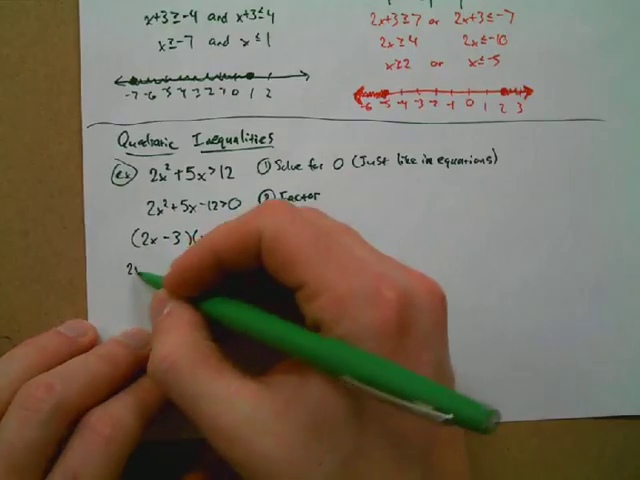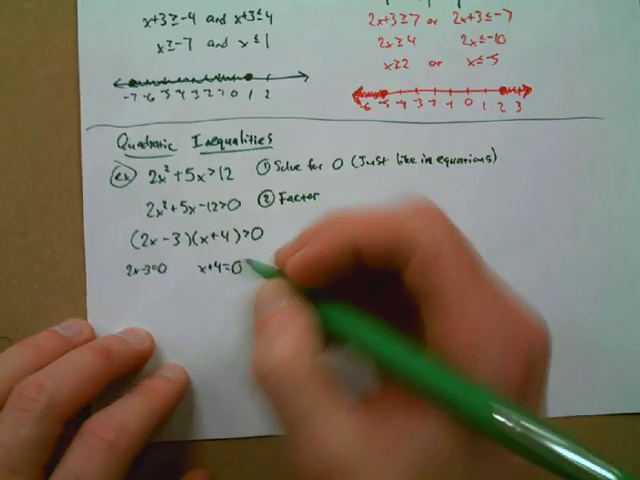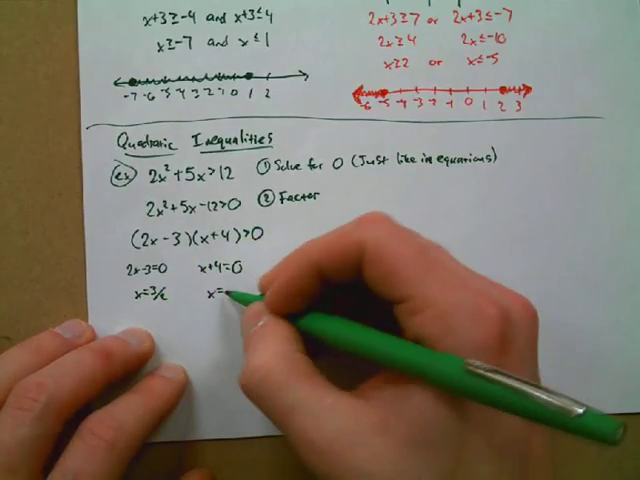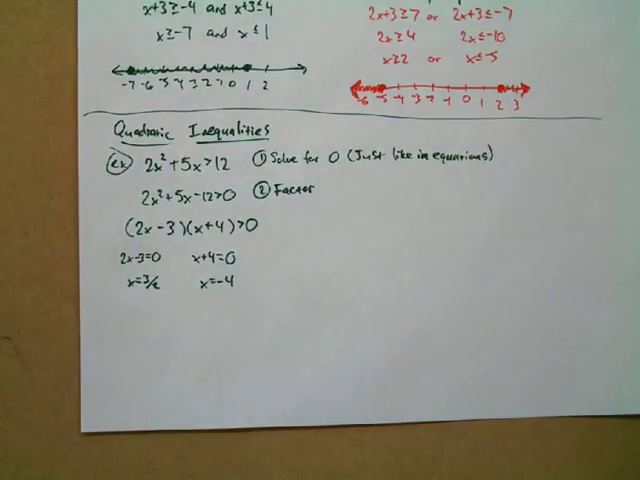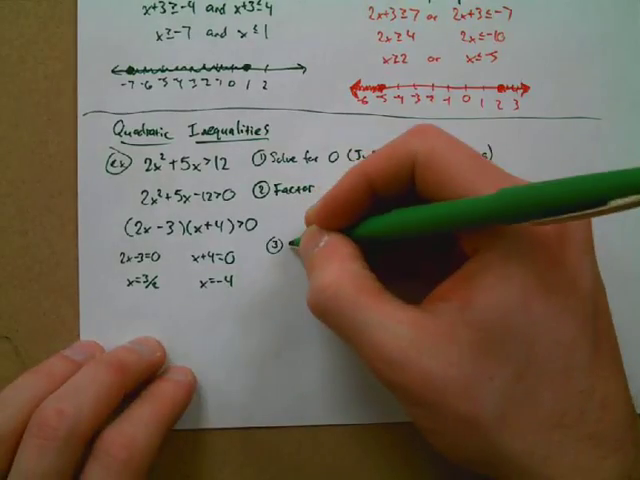Okay. And yes, I know it's a greater than, it's not greater than or equal to, so technically these two values, but you'll see here. We're going to use these two numbers to... okay. So we have our two zeros here, 3 halves and negative 4. And so we're going to use these two numbers to kind of break up our number line.